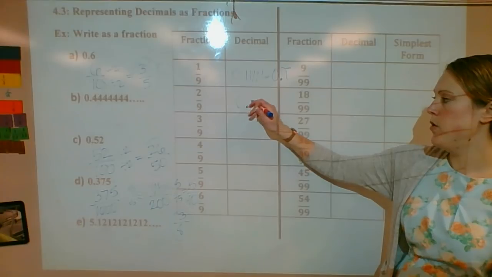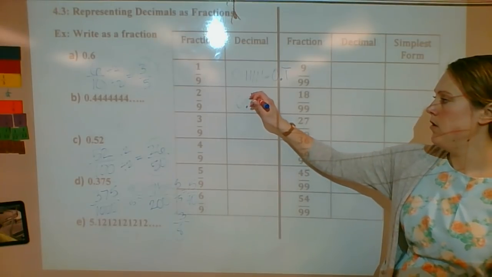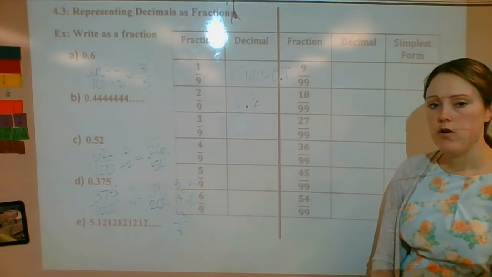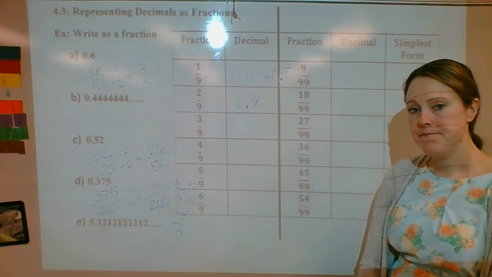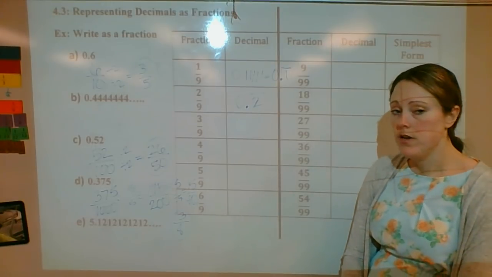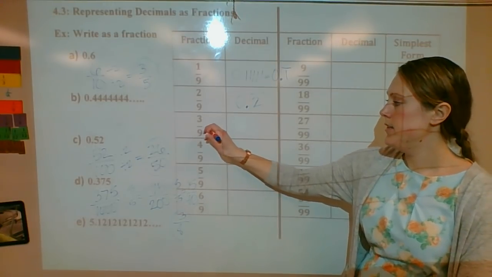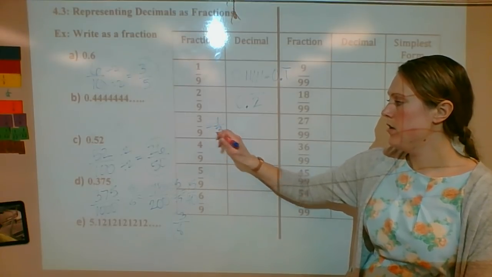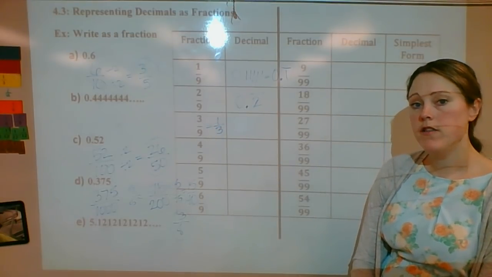Did we get 0 point and then a bunch of 2's? Hopefully we did. Go ahead and put that bar on top of it. 2 is repeating. 3 divided by 9. That is the same, if I divide them both by 3, as 1/3. Hopefully we all know that one.